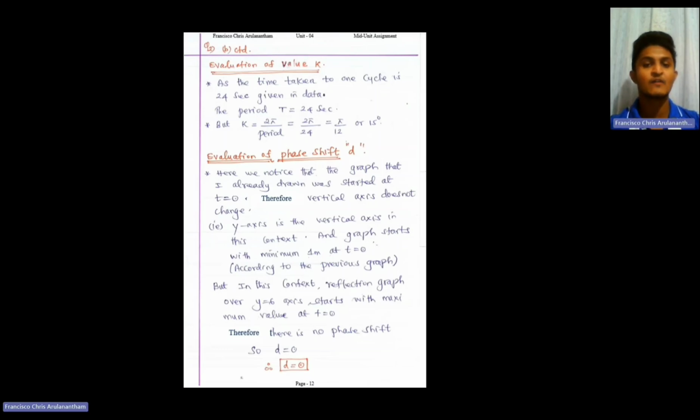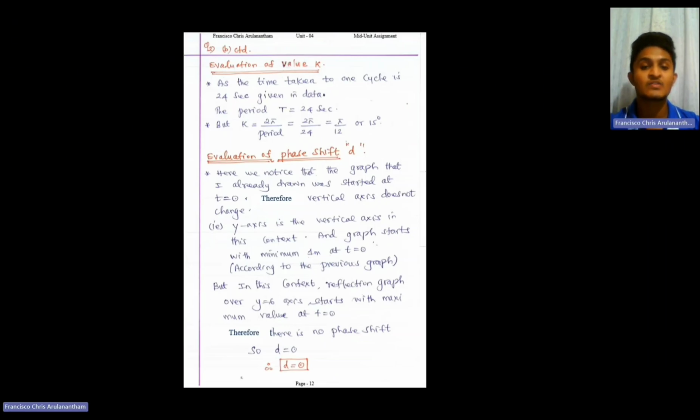Next, evaluation of value k. As the time taken for one cycle is 24 seconds, given in the data, the period T is equal to 24 seconds. So k is equal to 2 pi over period, which is 2 pi over 24, equal to pi over 12. It means 15 degrees.